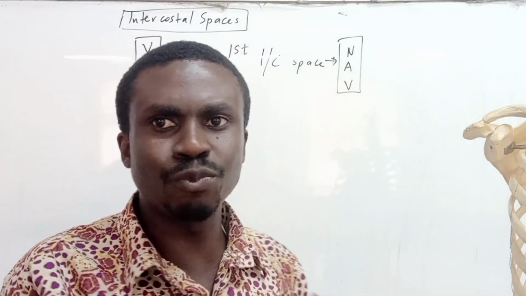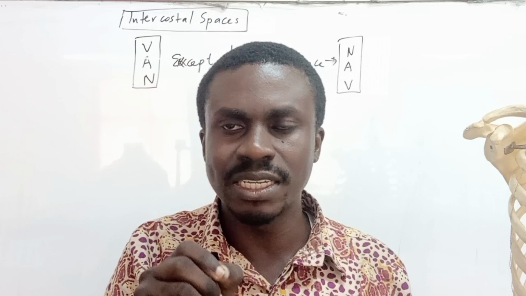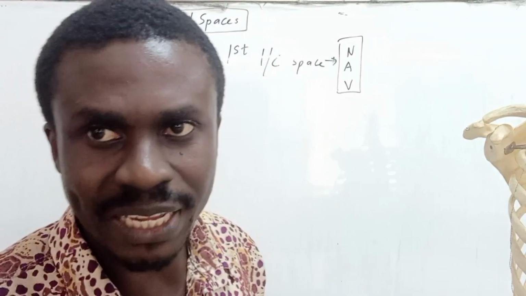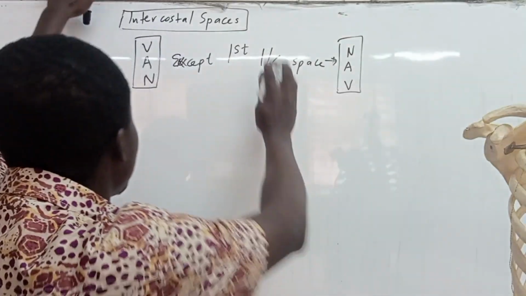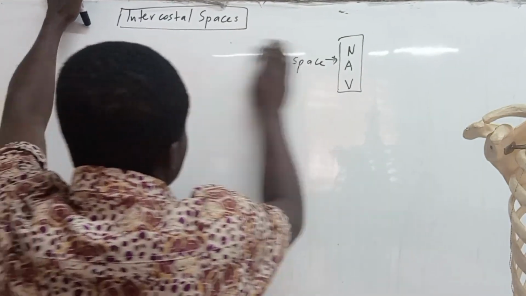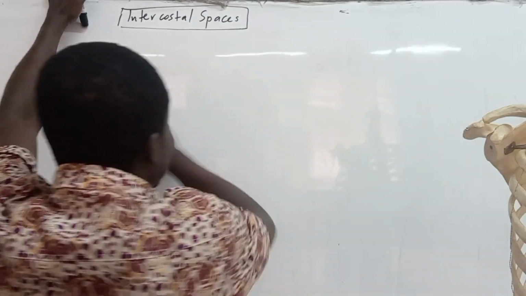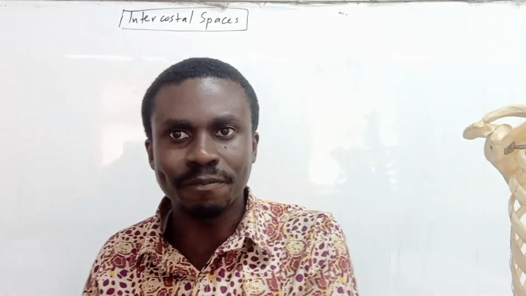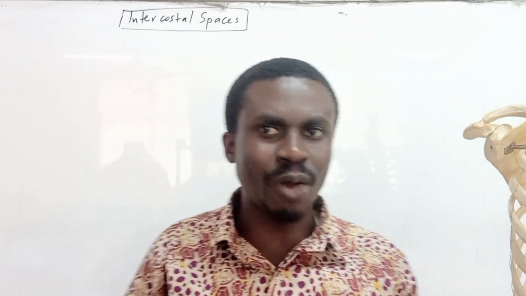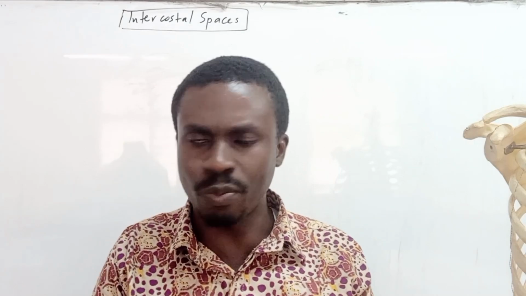Now, the main thing that I'm talking about today is for us to appreciate how many intercostal spaces we have. And already we know the answer, that we are going to have 11 intercostal spaces. Then the next question is, how many intercostal arteries do we have? I'm sure you will also tell me that we have 11 intercostal arteries, no problem.